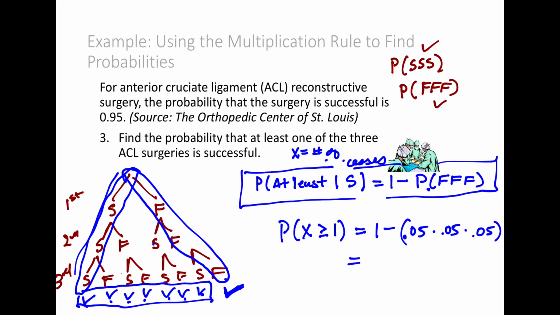And so the probability we're going to have at least 1 success is 1 minus 0.000125, which we saw on the last one. So that gives me 0.999875, or 99.99%. There's a 99.99% chance that we will have at least 1 successful outcome out of 3 surgeries. Now, I don't know if that makes you feel better, but there you have it.